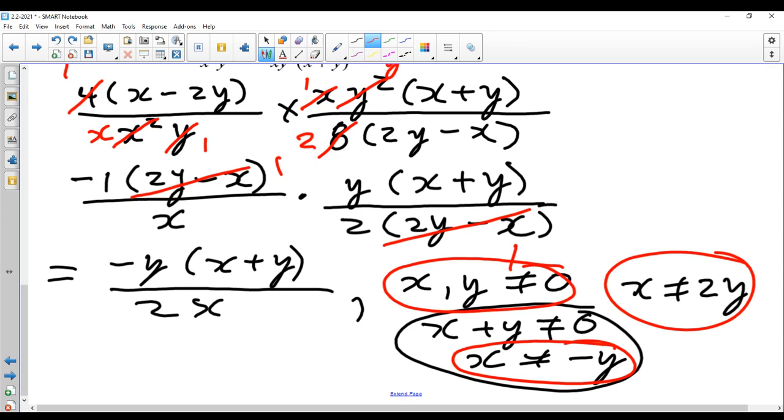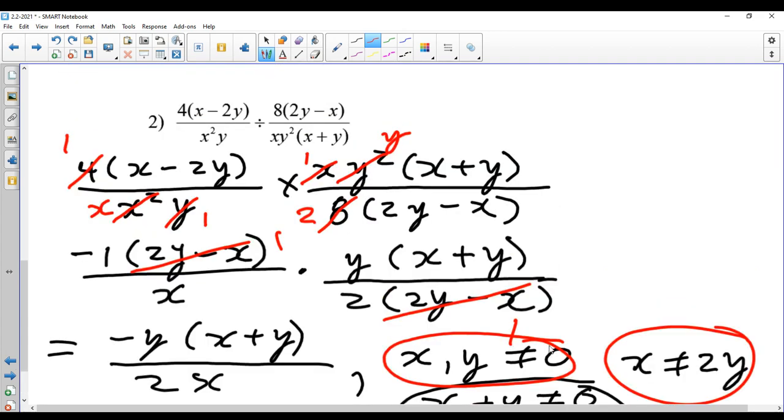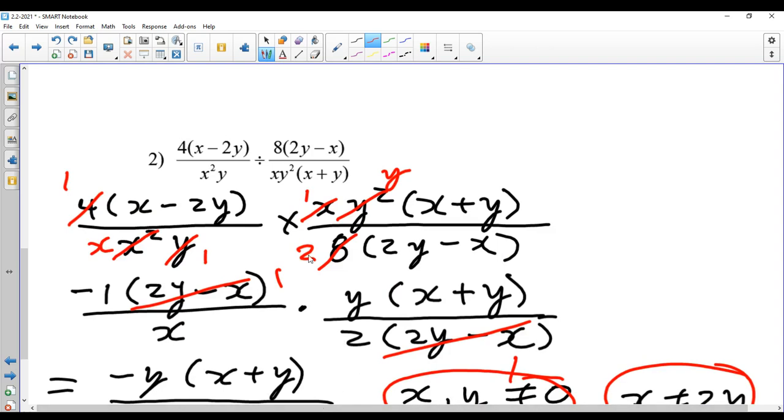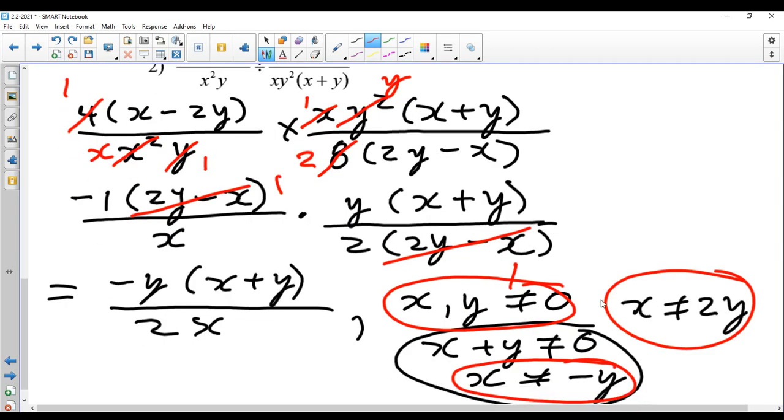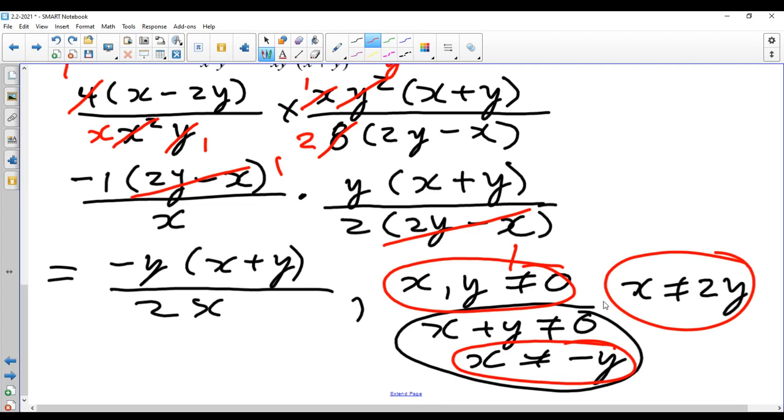X, y not equal to 0. X not equal to 2y. X is not equal to minus y. Yes. Okay, sign up for me, please. Okay, yes. I think it's the restriction for x plus y equals 0. X plus y equals 0, because thanks to that question, look at the original denominator right here. There was an x plus y right there. Okay.